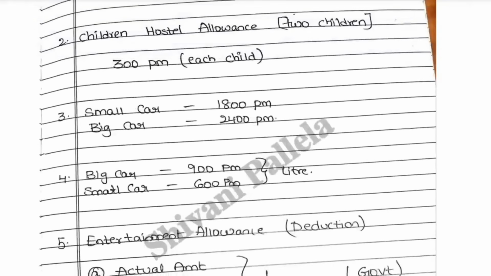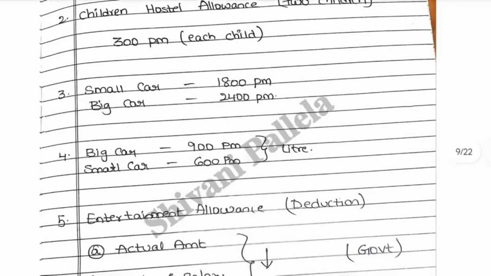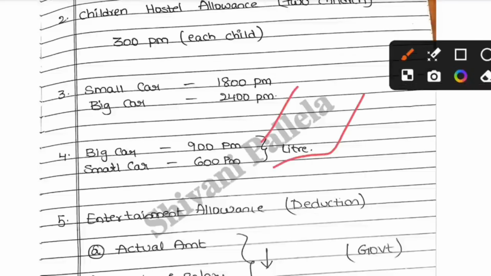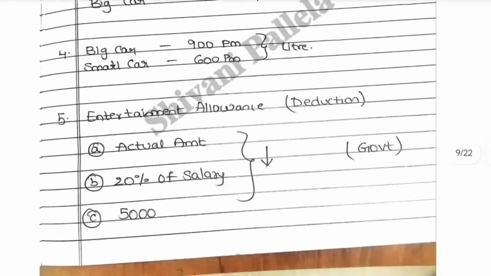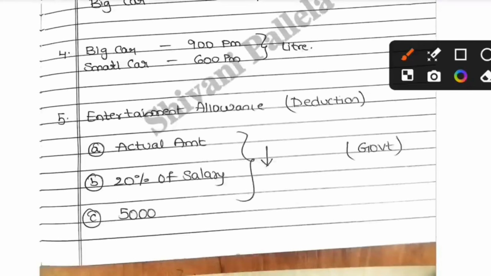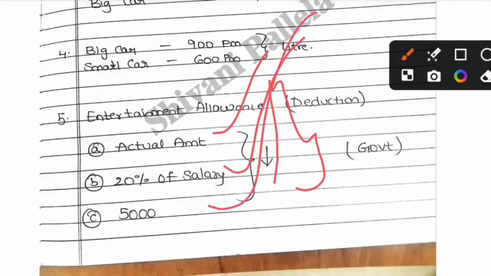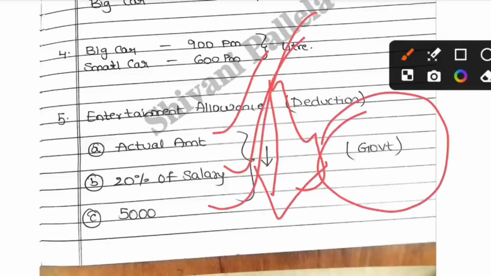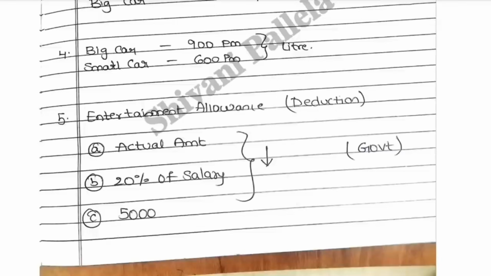Small car means 1800 per month, big car means 2400 per month. When they give it in liters, 1.6 liters, 2.5 liters, you need to take big car as 900, small car as 600. Next, if a government employee is there, and in the deduction part they didn't give the entertainment allowance, that time we need to consider it, no? Actual entertainment allowance, 20% of salary, default 5,000. Whatever is the least amount, that only we will take. Yes or no? Have you remembered everything or not?